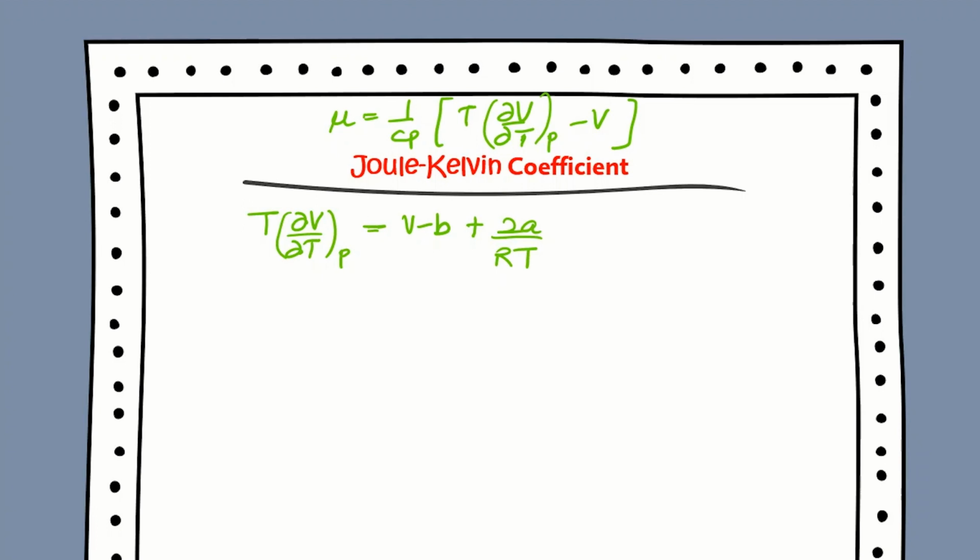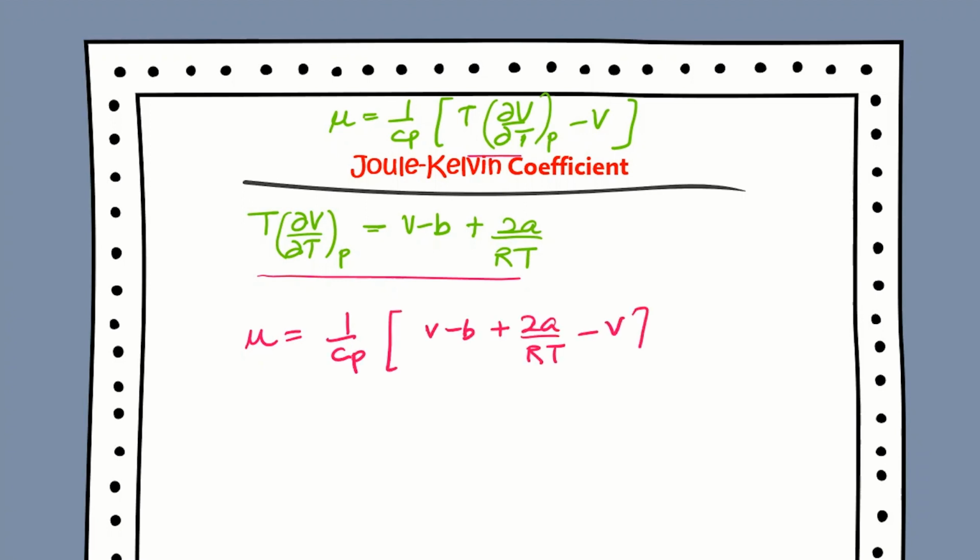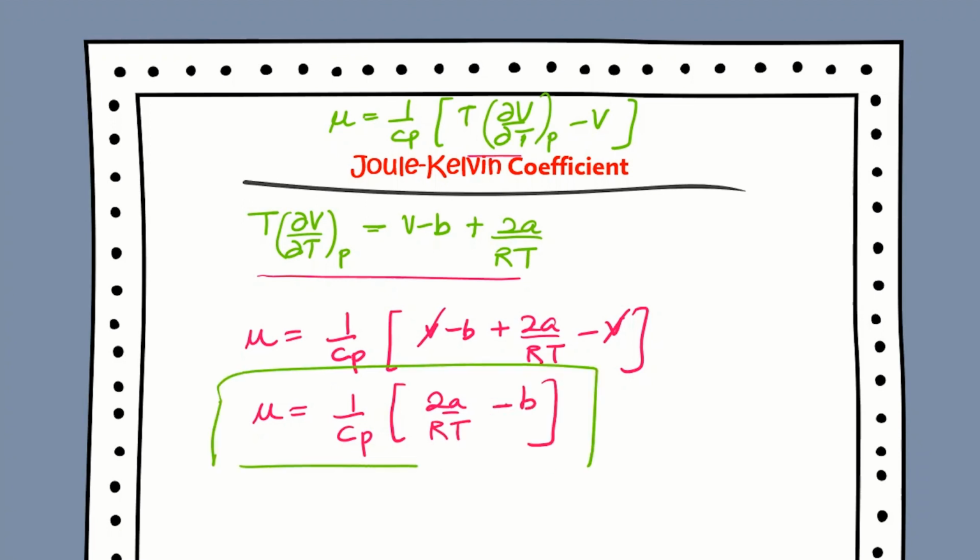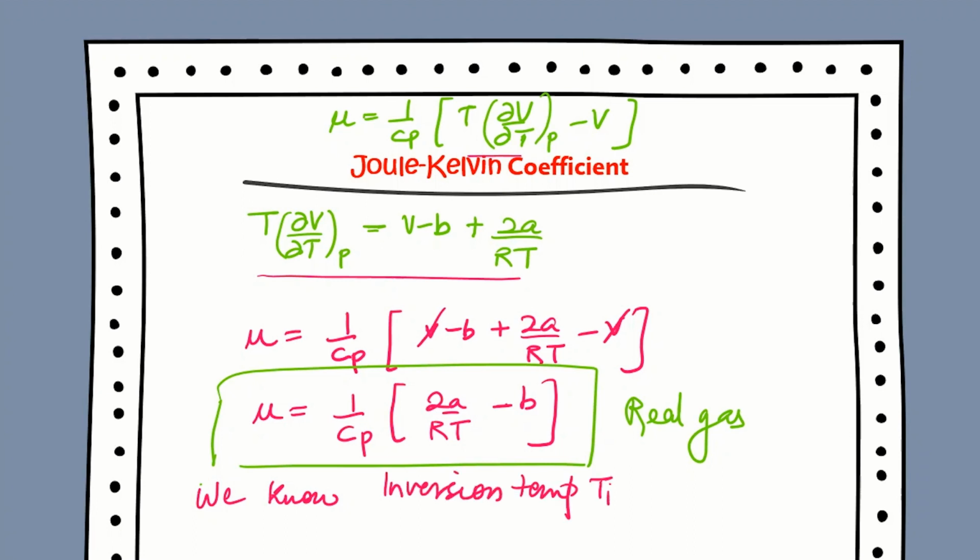Now we will put this expression in this mu. So we will replace this T del V over del T in here. So we will get mu is equal to 1 over Cp times (V minus B plus 2A/RT minus V). We cancel this V and we are left with, so mu for real gas is 1 over Cp times (2A over RT minus B). And we know the inversion temperature Ti is equal to 2A over Rb. So we can write this mu in terms of inversion temperature.